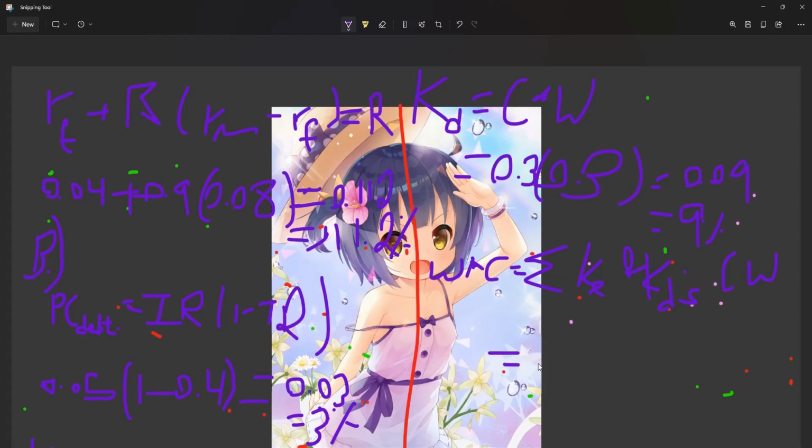which in turn is equal to 7.84 plus 9%. These are in percentages, by the way. Plus 9%, which is 16.84%. That is the weighted average cost of capital of BCCI.